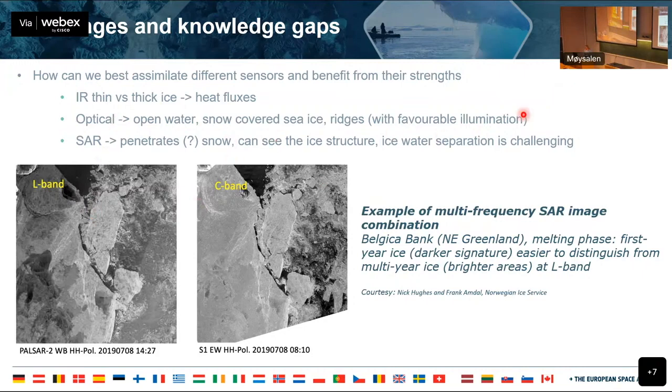And for the SAR, it penetrates the snow. And I put a question mark here because does it really? Are we having changes in the Arctic now with more rain on snow events and these things? When we are saying that the SAR penetrates snow in winter, is that actually still true? But the SAR can see ice structures underneath. And just because it's always nice to look at some SAR images, here we have an L and a C-band SAR image, taken pretty close in time, the Belika Bank during the melt season. You can see here that there are quite large differences between the 2 images.